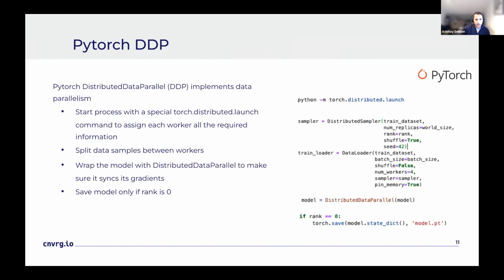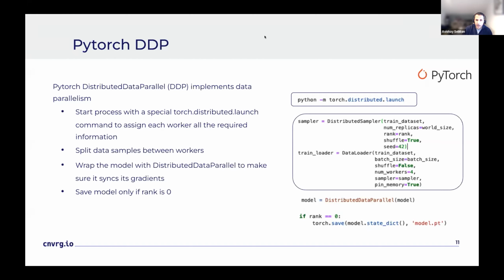So let's see how we can achieve that with PyTorch Distributed Data Parallel. PyTorch Distributed Data Parallel, or DDP, is a module that implements data parallelism in PyTorch. So to use DDP, you need to start the process with a special torch distributed launch command to assign each worker all the required information, such as the rank number of the process and the address of the master process.